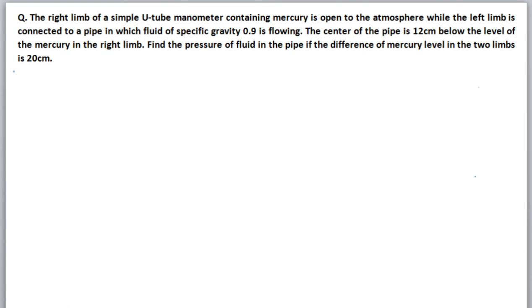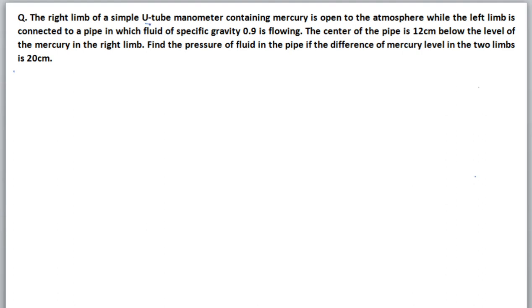In this video, we will solve numericals related to U-tube manometer. The numericals deal with gauge pressure and vacuum pressure. The first one deals with gauge pressure and the second one deals with the vacuum pressure. So what is the first question? Let us read it out.